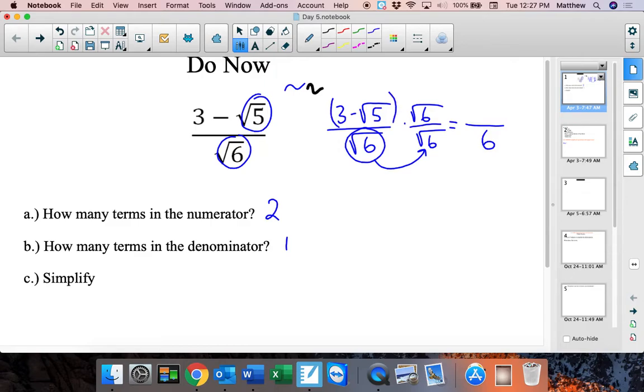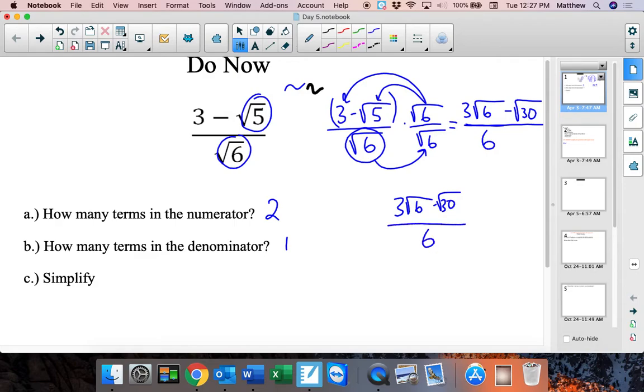Distribute the distributive property, root 6 times 3. I've got an outside number 3 and an inside number. It gives me 3 root 6. I'm getting a little jammed for space, sorry. And then root 6 times root 5 are both inside numbers. So inside times inside, root 30, and root 30 cannot be simplified. So we're left with 3 root 6 minus root 30 over 6. All right? So again, these hopefully a review from yesterday.